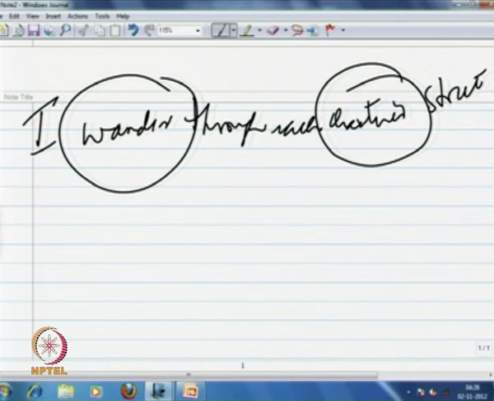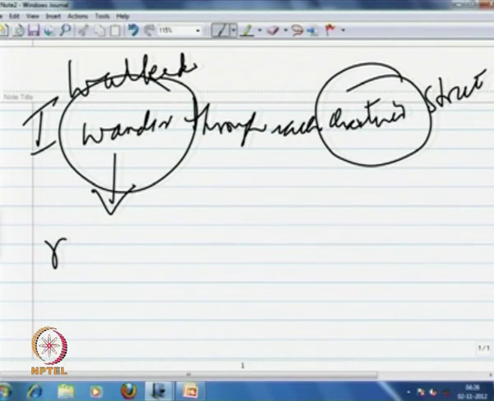This is tremendously interesting, okay. I wander. Now, look, Blake is not using the word walked. He could have easily used the word walked. I walk through each chartered street. It makes perfect sense, okay. But he is using the word wander. Now, to wander, again, in both the literal sense and also in the connotative sense, okay. Wander here means to walk about, but more in the sense of roaming around, fine.